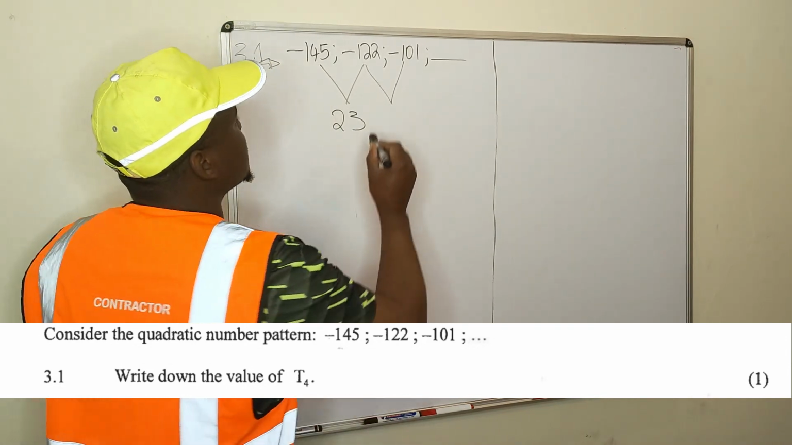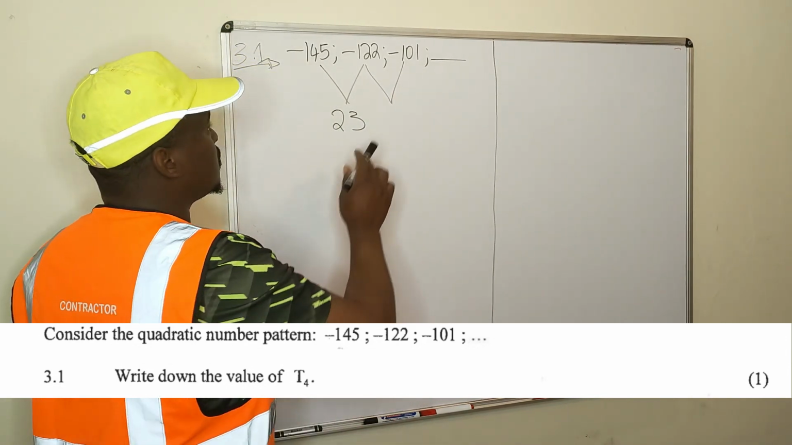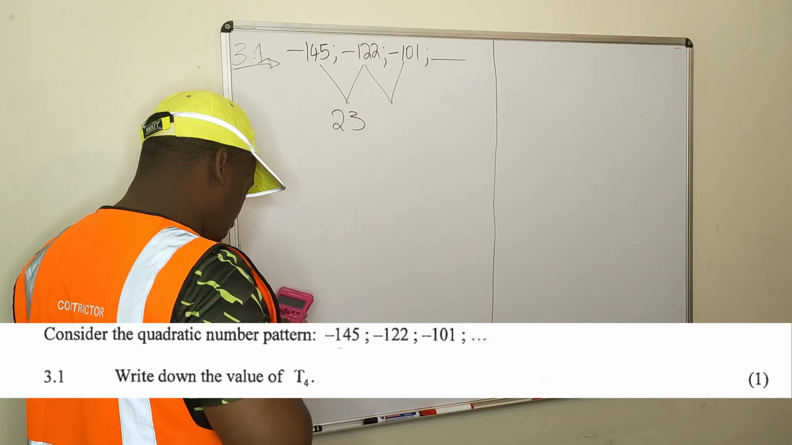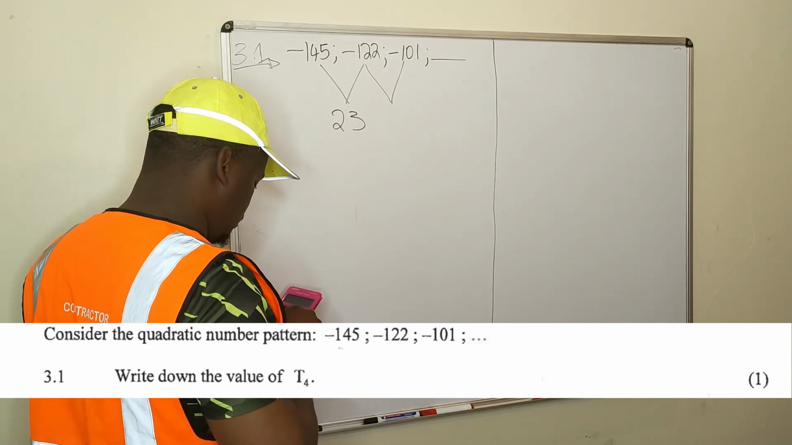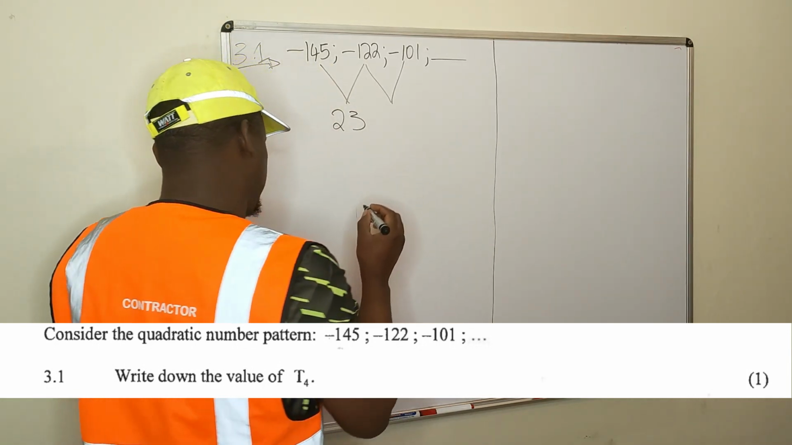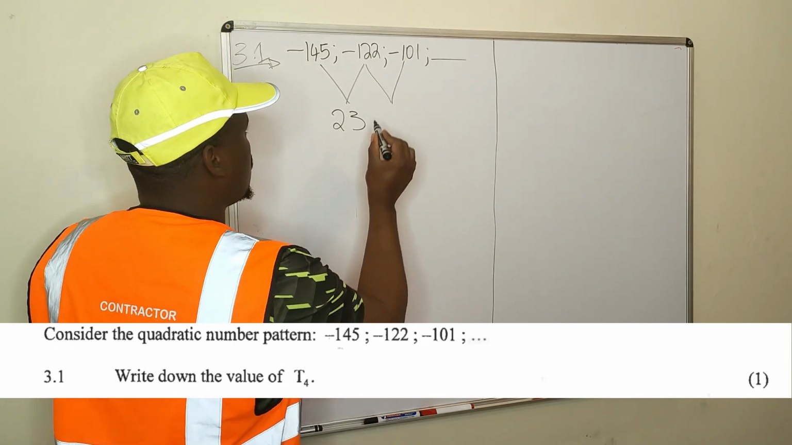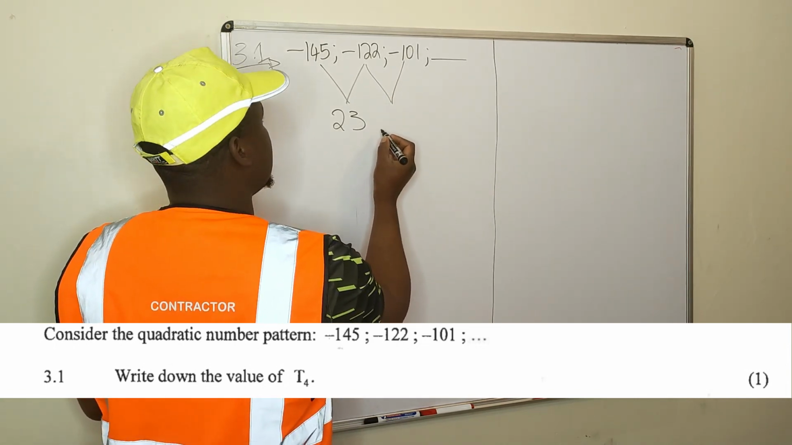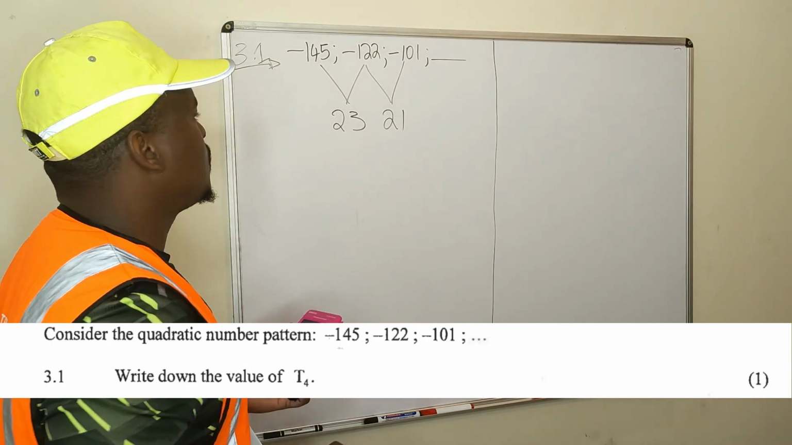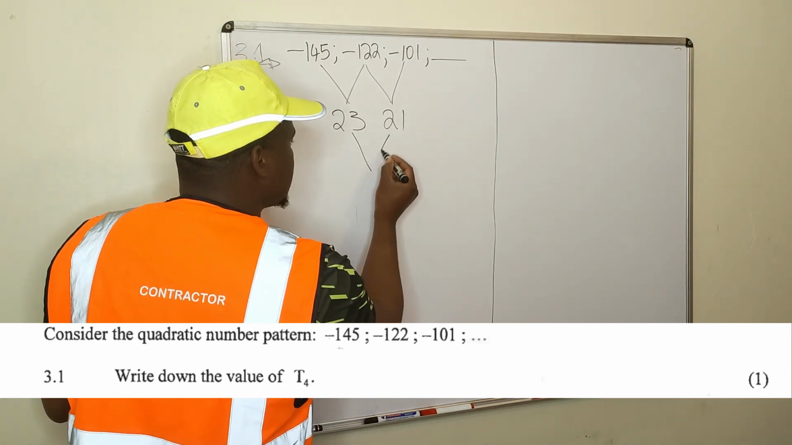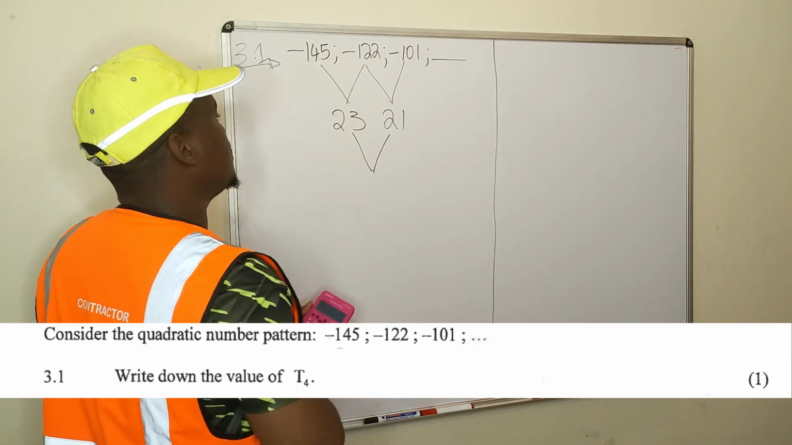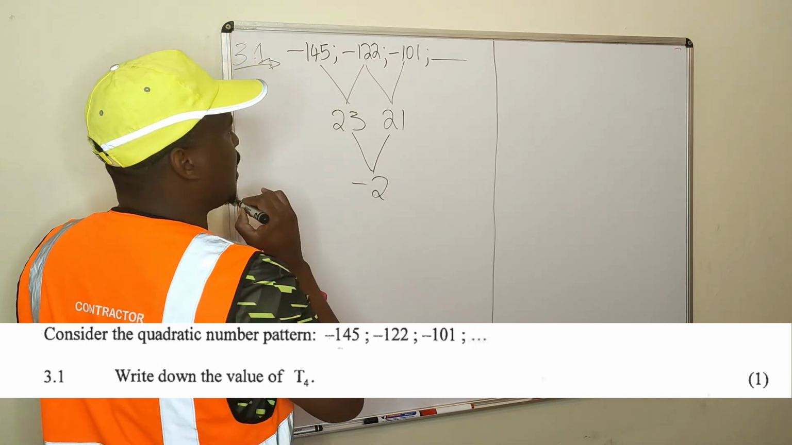What do you say next? Say minus 101 minus negative 122. So you get what? You get that your difference between the two is 21, right? So now here is your second common difference. What's the difference between the two? The difference between the two is minus 2, right?